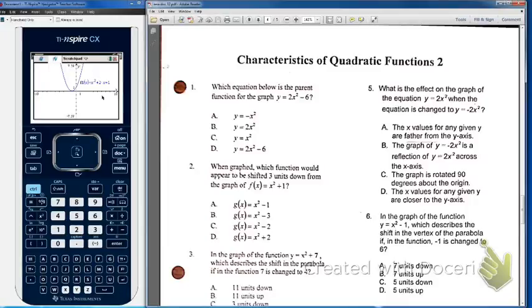All right, on this paper, if you look, it doesn't have any graphs. So if it does not have any graphs, what are we going to do? We're going to graph in our calculator. So look at number 1.